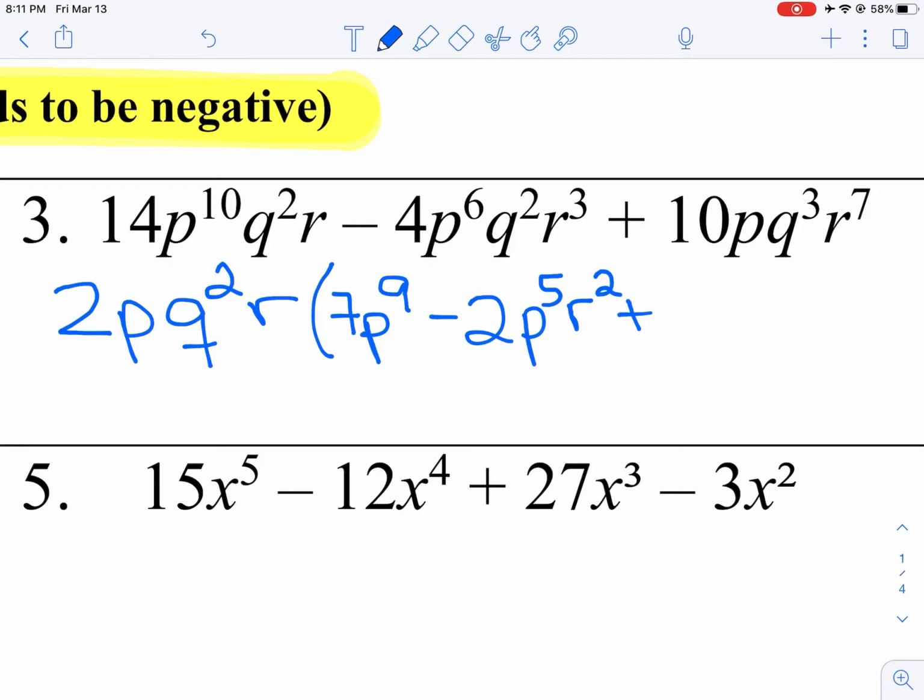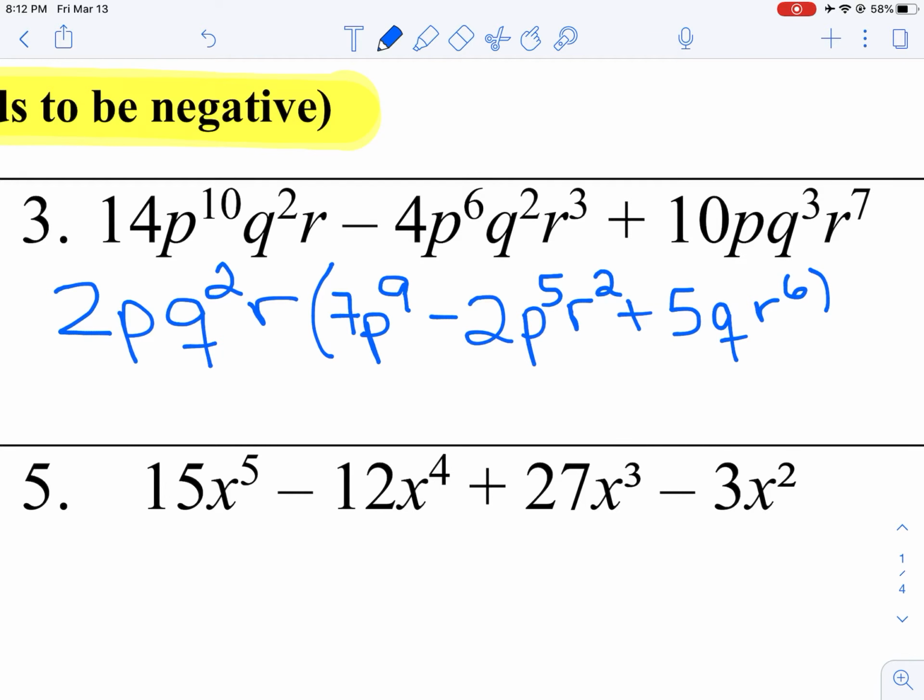Last but not least, 10 divided by 2 will get us 5. P divided by P goes away. Q to the 3rd divided by Q squared is going to be Q. And R to the 7th divided by R is R to the 6th.